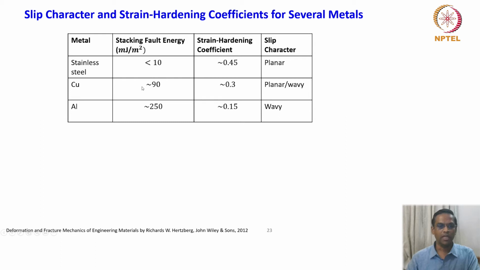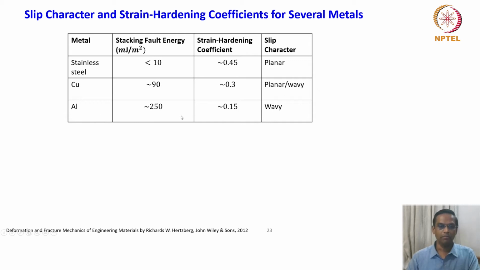For copper, which is having the middle range of stacking fault energy, it will strain harden, but not to the extent of stainless steel, but at the same time it will be better than aluminium. It is going to strain harden. So obviously it is going to display both the slip characters, namely planar and wavy. This is something very important you have to keep in mind.